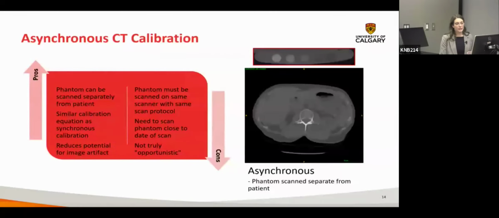In terms of asynchronous CT calibration, although it's the closest gold standard to synchronous calibration, where the phantom is included with the patient, the pros are that the phantom can be scanned separately from the patient, you get a similar calibration curve as the synchronous calibration, and it reduces the potential for image artifacts since the phantom is not included with the patient. However, there are some cons. The main one is that you need to actually scan the phantom, and that's not done in the clinical setting. Another disadvantage is that this technique introduces some scanner instability. So if there's scanner instability between when the patient was scanned and when the phantom was scanned, you're not able to correct for this.